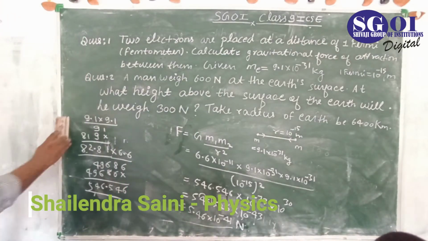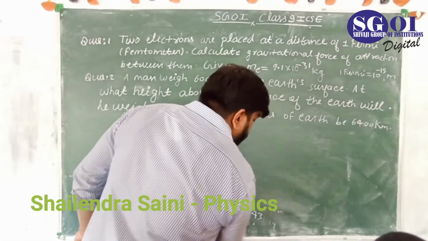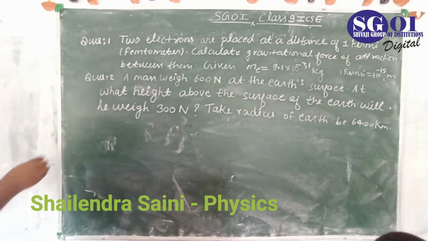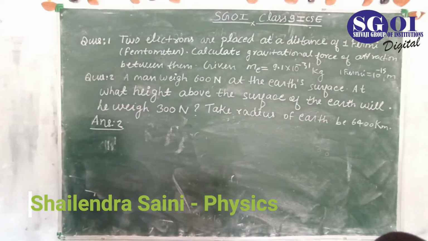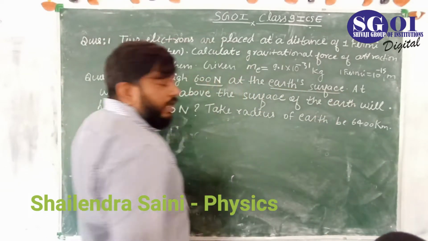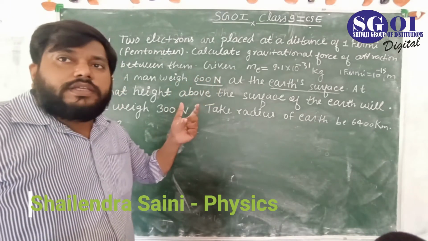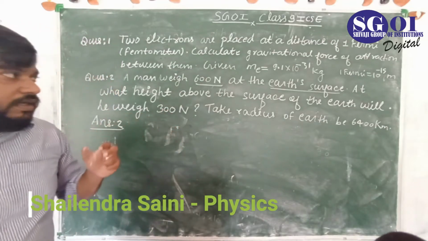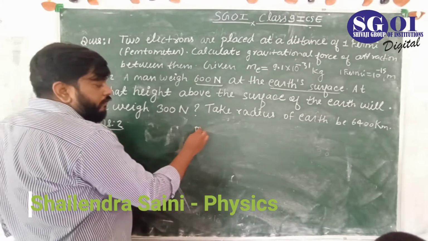Now we will solve the second numerical. What is the second numerical? A man weighed 600 Newton at the Earth's surface. And as I told you, the weight of an object, ourselves, is the force of attraction applied by the Earth on us. So it is the force F.